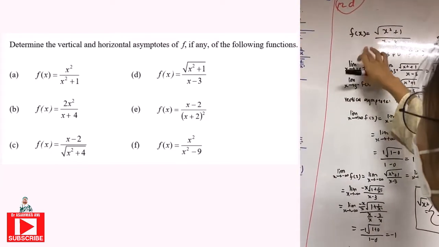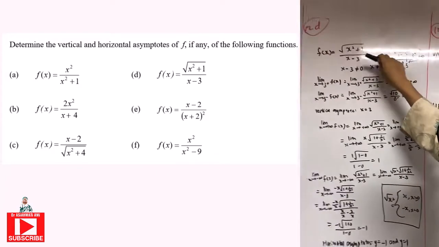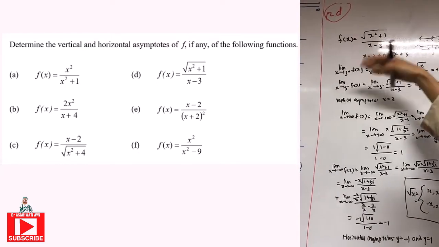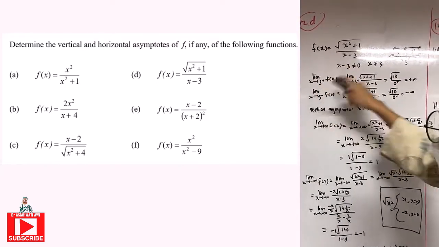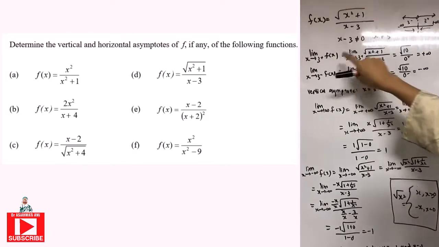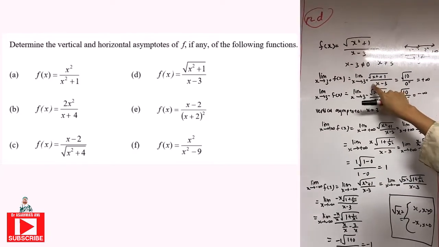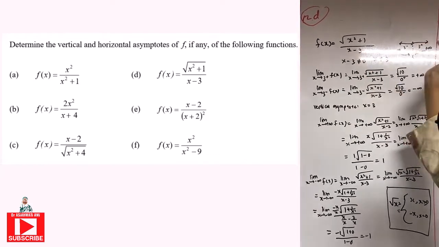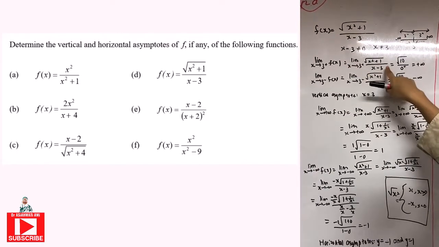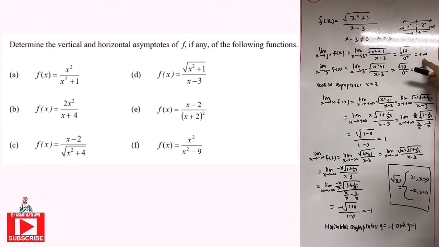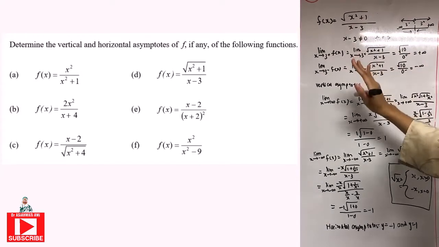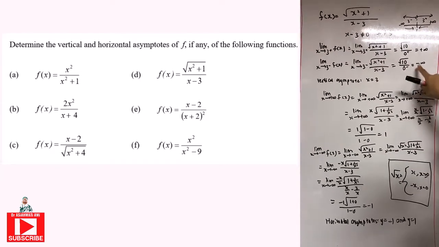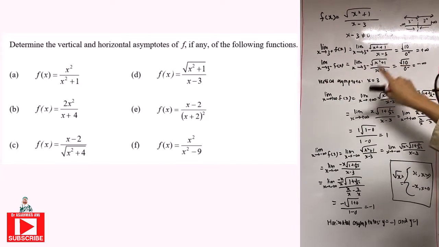Next, the question given is f(x) equals the square root of x squared plus 1 over x minus 3. We know x minus 3 is not equal to 0, so x is not equal to 3. So we can do the limit as x approaches 3 from the right of f(x). If we substitute 3, x minus 3 is 0. If we substitute values bigger than 3, for example 3.1, we get a positive value, so it is 0 positive, which equals positive infinity. If we substitute a value less than 3, for example 2.9, we get a negative value, so it is 0 negative, so we get negative infinity. So the vertical asymptote is x equals 3.